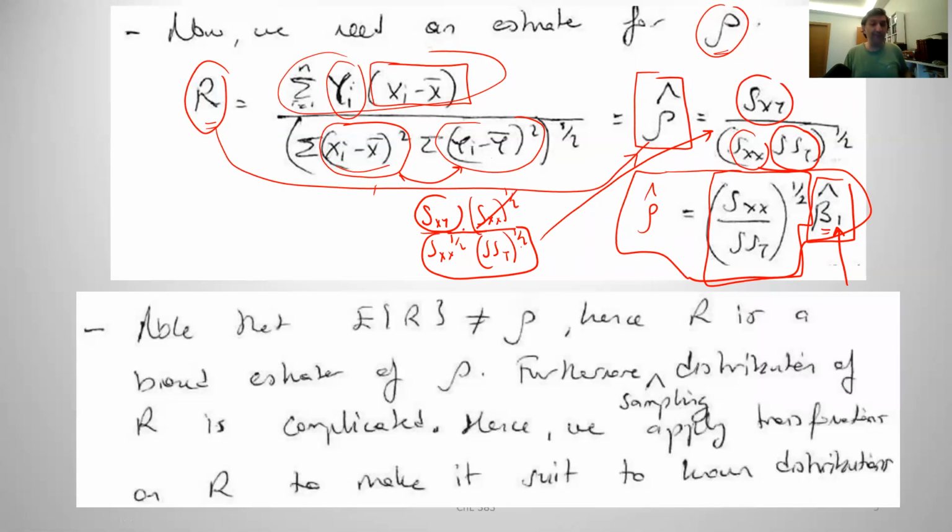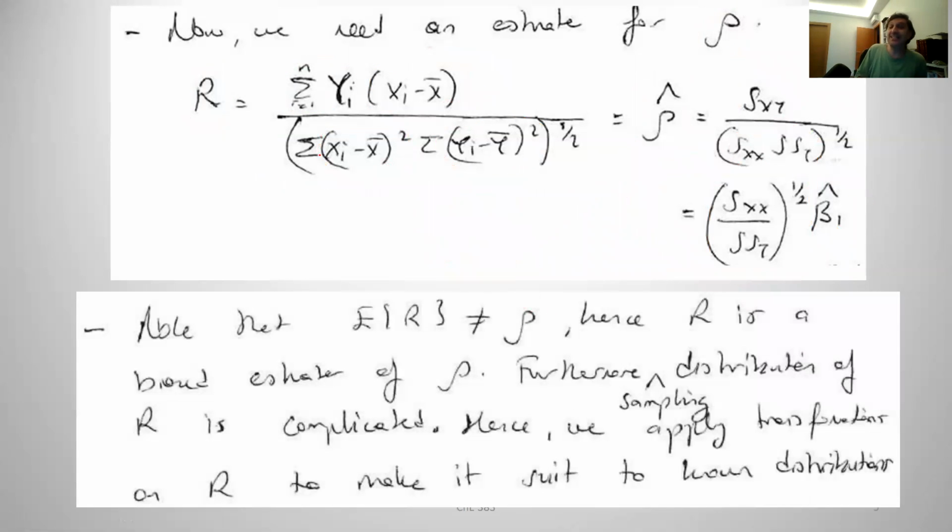Well, one unfortunate thing is, this is not simple statistics. The expected value of that sample correlation coefficient is not equal to the population correlation coefficient. So R, the sample correlation coefficient, is a biased estimator for the population correlation coefficient. And we have another problem.